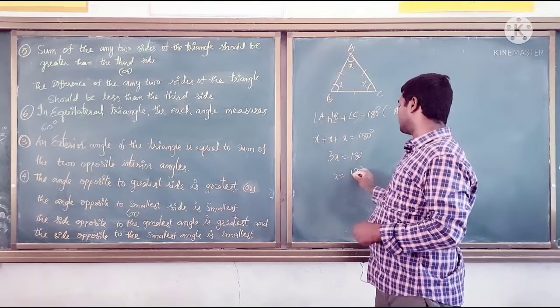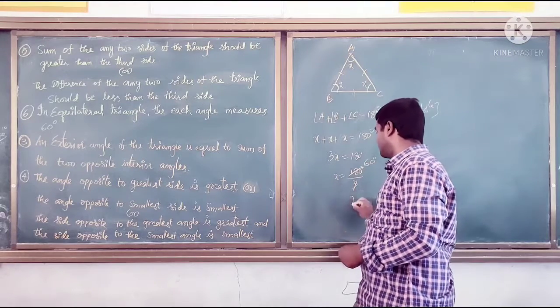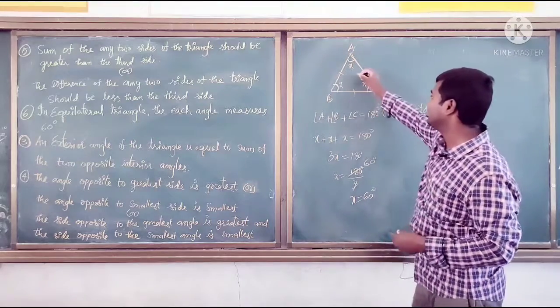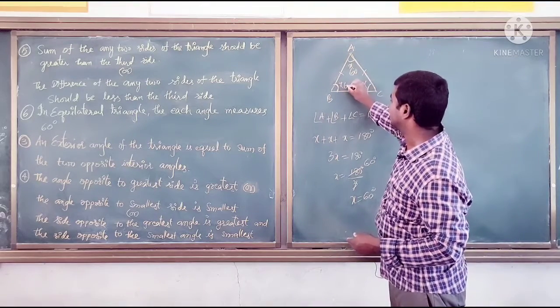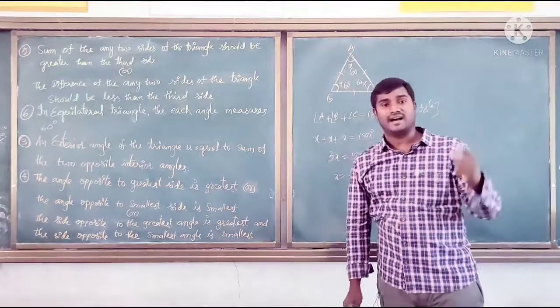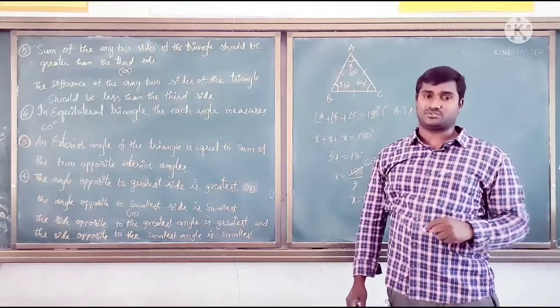180 by 3. 3 ones are 3, 3 sixes are 18, so 60. So x is equal to 60 degrees. So all angles are 60 degrees. Every angle measures 60 degrees. In an equilateral triangle, all angles are equal and all sides are also equal.